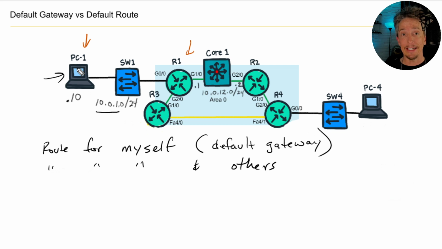I'm trying to forward a packet to 10.0.0.4, and my routing table, which is very limited on an end device, you can tweak it, but that's beyond the scope of this discussion. But the routing table on PC1 is very limited. So it says, okay, I don't know where to go, so I'm going to use my default gateway, and it's his problem or her problem. That's literally how it works.